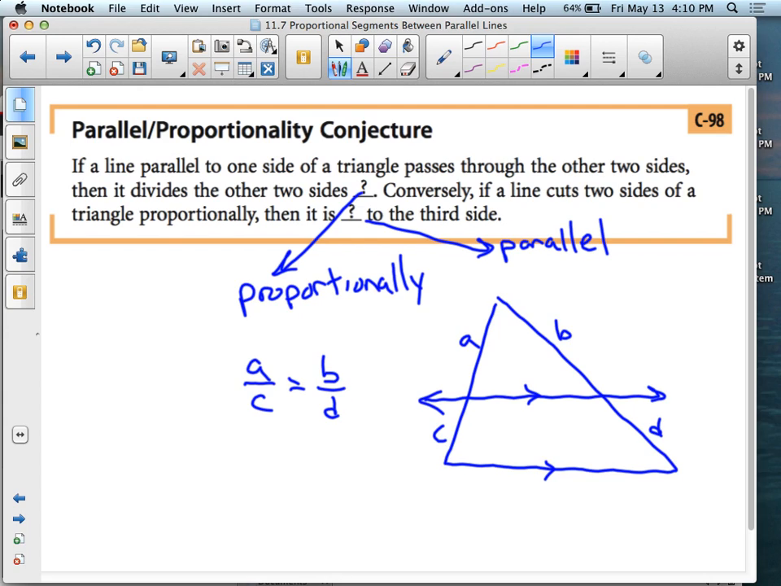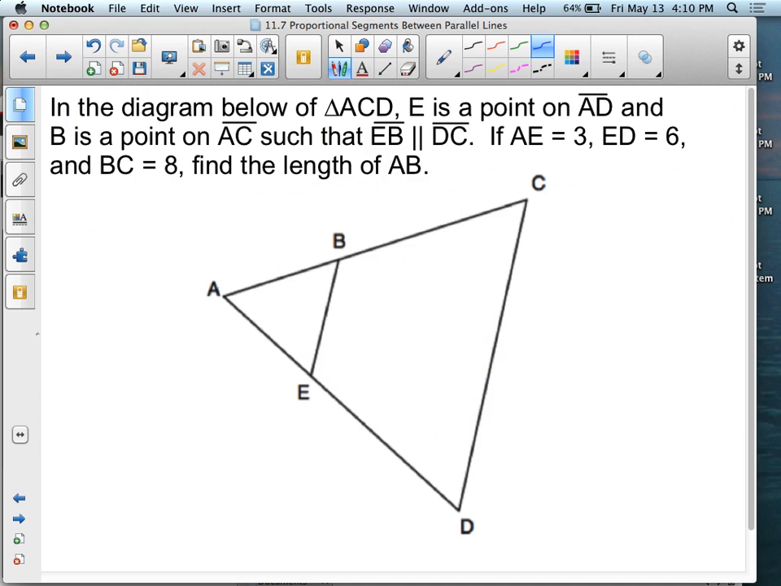So let's play with that conjecture for a little bit. So we have this diagram below. We're told that E and B are points on the sides of the triangle, and we're told that EB is parallel to DC. So if AE is 3, ED is 6, and BC is 8, find the length of AB.